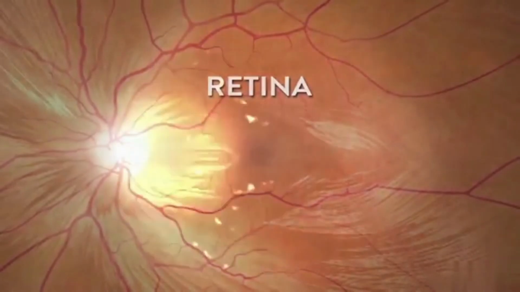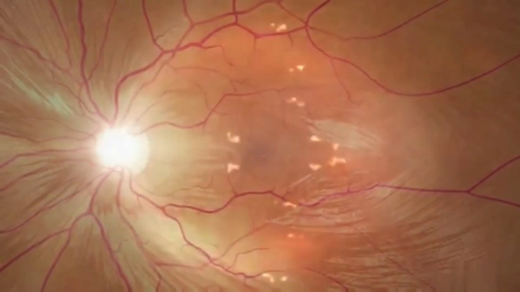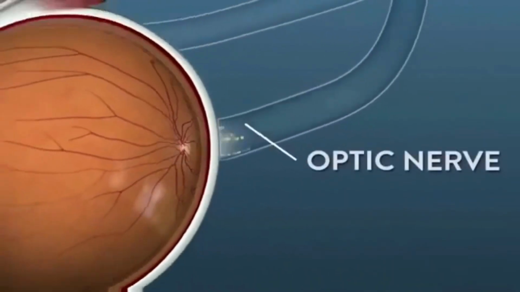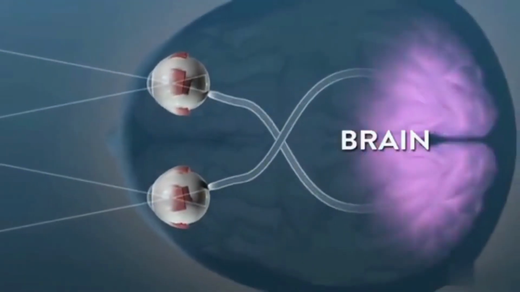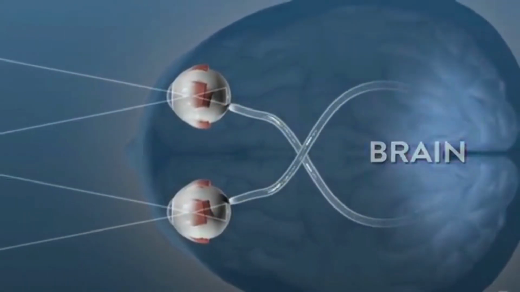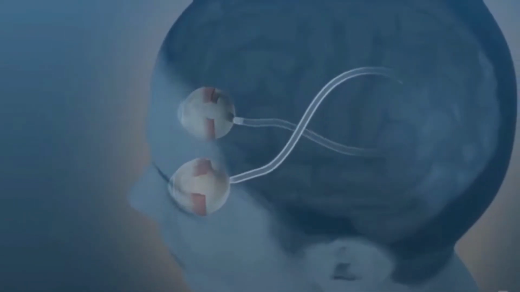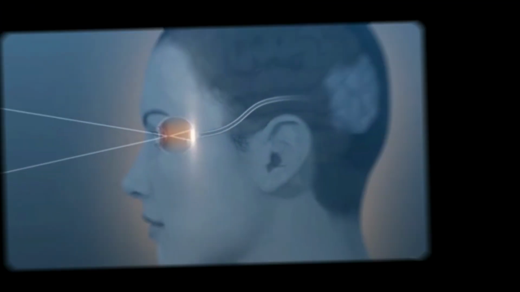Here, the light energy is converted into electrical impulses, which are transmitted through the optic nerve, also known as the second cranial nerve. These impulses travel to the primary visual cortex, located in the occipital lobe at the back of the brain. And here's the amazing part. This entire process happens incredibly fast, taking around 13 milliseconds.